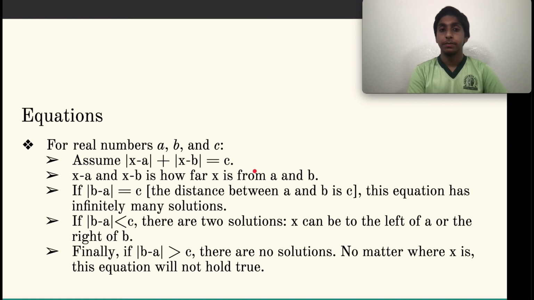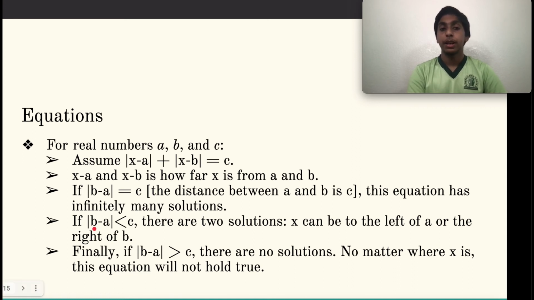Now, if the distance between B and A, so the absolute value of B minus A, is equal to C, so the distance between A and B is equal to C, and the distance in this equation is also equal to C, then this equation has infinitely many solutions. And I'll show you a number line with this in a second.